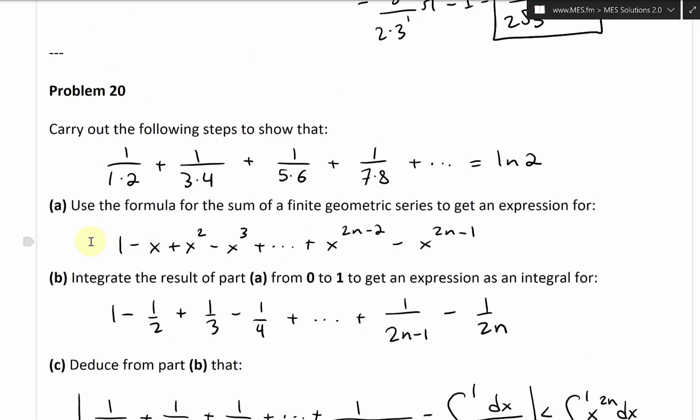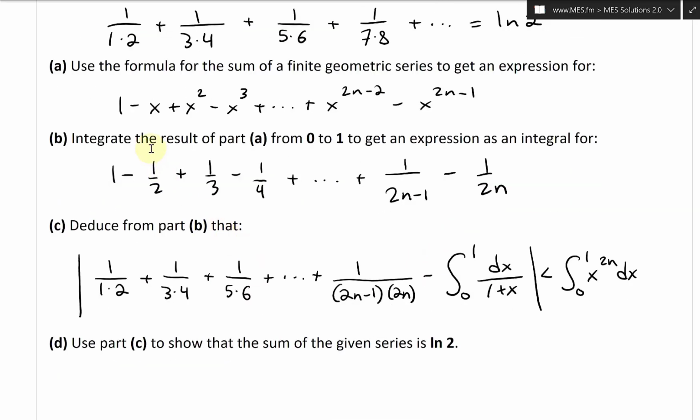So that's pretty good. Part A, use the formula for the sum of a finite geometric series to get an expression for this right here: 1 minus x plus x squared minus x cubed plus ... plus x to the 2n minus 2 minus x to the 2n minus 1. And part B says integrate the result of part A from 0 to 1 to get an expression as an integral for 1 minus 1 over 2 plus 1 over 3 minus 1 over 4 plus ... plus 1 over 2n minus 1 minus 1 over 2n.